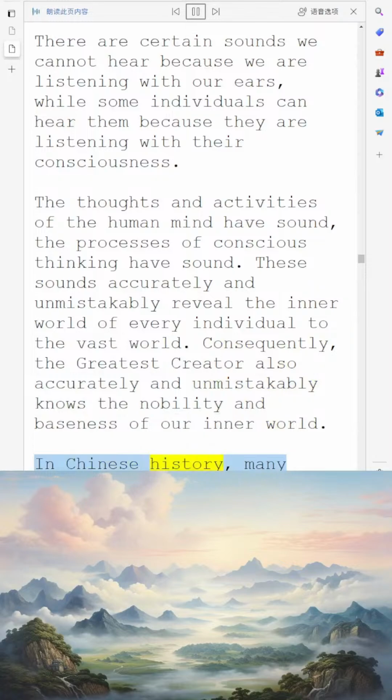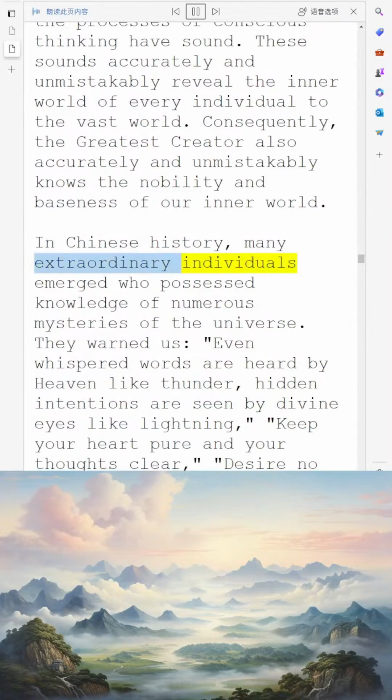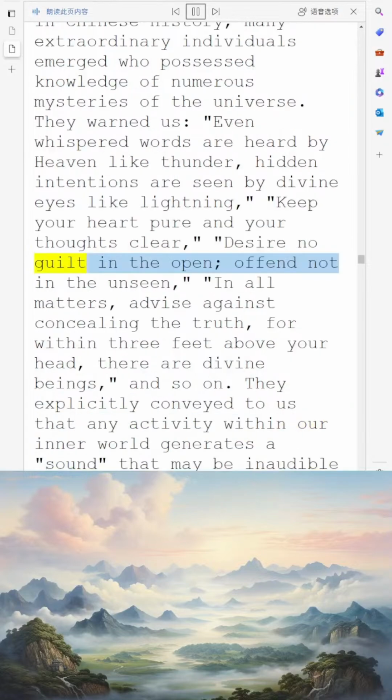In Chinese history, many extraordinary individuals emerged who possessed knowledge of numerous mysteries of the universe. They warned us, even whispered words are heard by heaven like thunder, hidden intentions are seen by divine eyes like lightning. Keep your heart pure and your thoughts clear. Desire no guilt in the open. Offend not in the unseen.